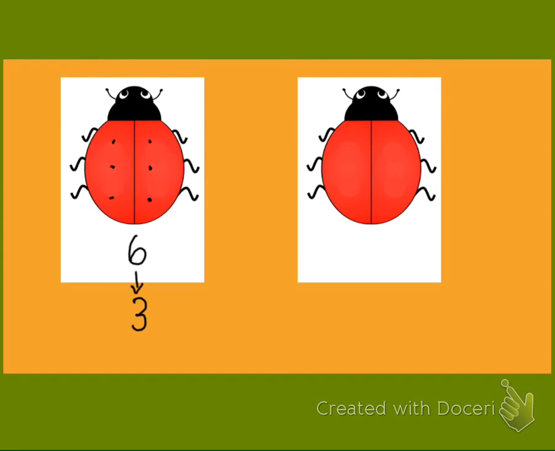Let's use the number 10. Now we have to divide the 10, remember, into two equal parts. So we go 1, 2, 3, 4, 5, 6, 7, 8, 9, 10. So how many dots do we have on the one side of the beetle? 1, 2, 3, 4, 5. So what is the half of 10? The half of 10 is 5.